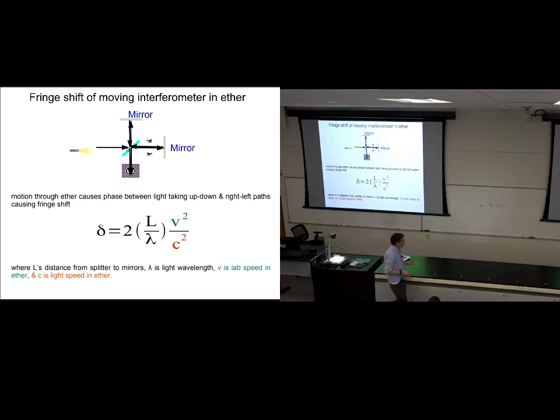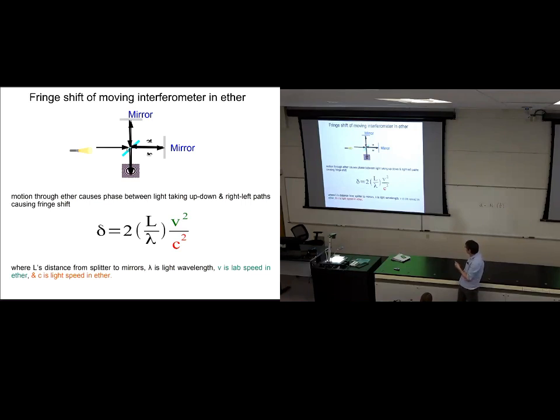There's an equation that tells you the relationship between the fringe shift, so how many fringes the pattern will change by if you move the interferometer through the ether. And it's this equation here. And as I say, I'm not explaining this equation.